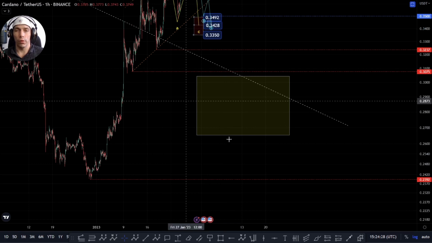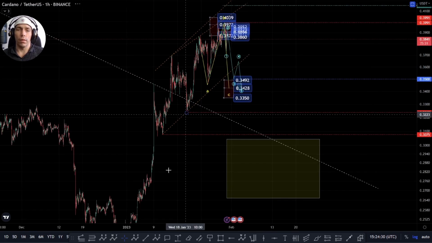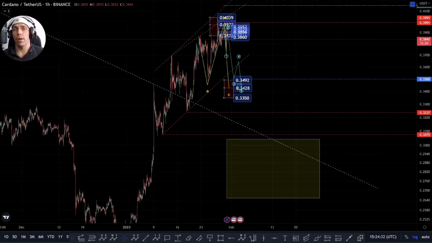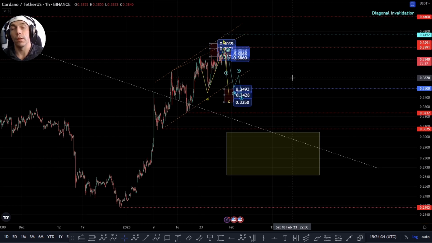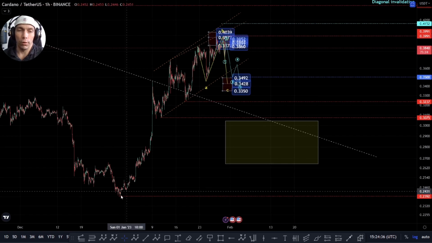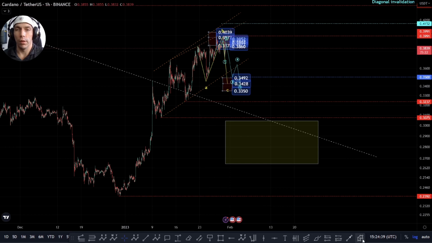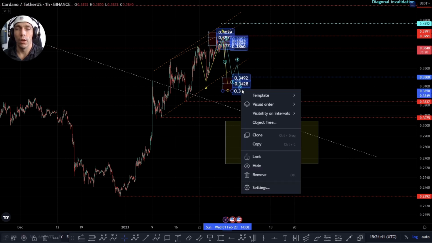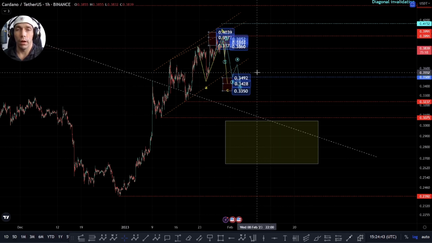If we actually lose this zone, it becomes more likely that this has just been a corrective structure, and we have that diagonal shape that we talked about in the previous video, where we're actually going to look to break this low and continue the bear trend to the downside. So that's just something we need to be aware of. I'm going to leave the video there.